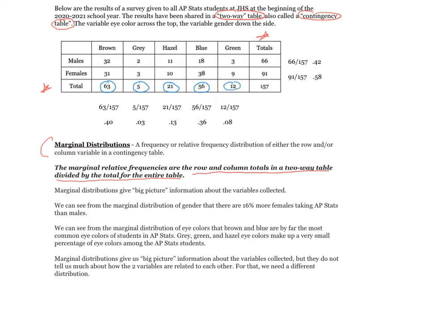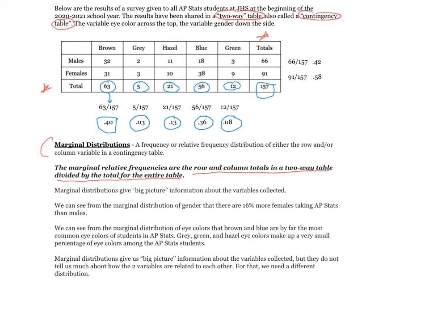Okay, and the way we do that is we take, like for instance brown, we take that there are 63 people with brown eyes and we divide them by the table total of 157 people, and we get 0.40. That means 40% of the people in AP Stats have brown eyes. And then we do the same for gray eyes. There were 5 people with gray eyes out of 157, gives us 3%. So you can see gray eyes is much smaller than brown eyes in AP Stat students. If we continue, we had 13% hazel, 36% blue eyes, and 8% green eyes. So that's the marginal distribution for eye colors.